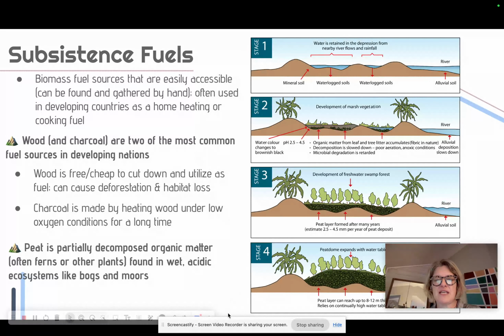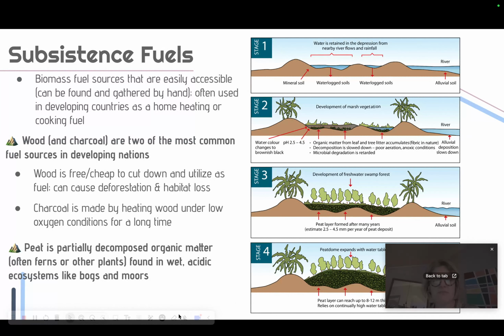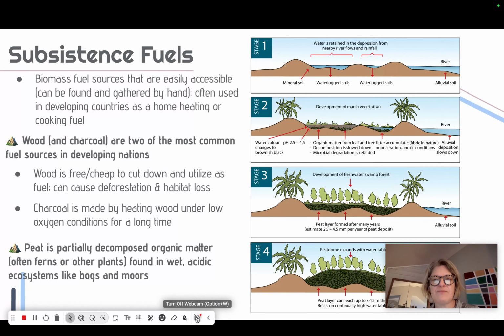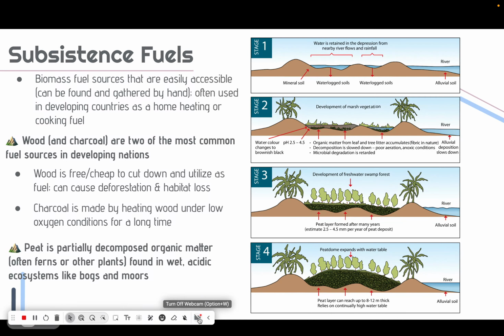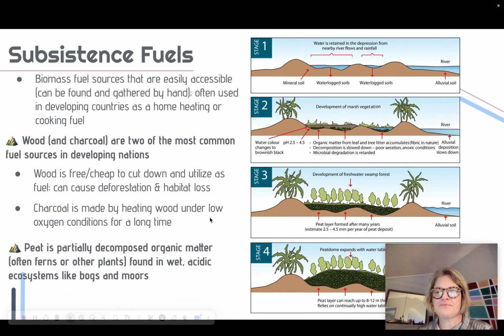And you can see here, let's see what this picture is. Let me get rid of my camera. This just shows you the development of peat over time. That's generally where we get a lot of the peat from. It comes from forest areas or swampy, marshy, boggy kind of areas. Okay, let's move on to the next slide.